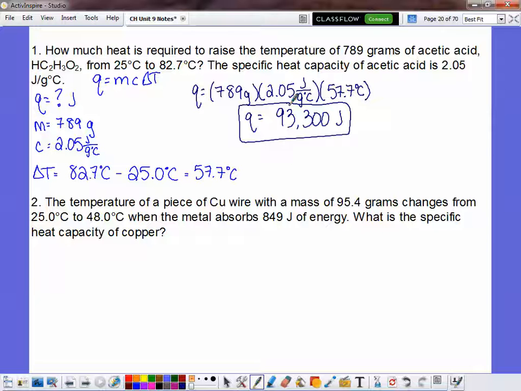One thing I meant to say about delta T is because we're always doing the final temperature minus the initial temperature, it is possible to have a negative delta T. If you're cooling a sample down, your delta T would be negative. And that would make Q negative, and that's fine. That's actually correct, because when Q is negative, that means you're removing energy. That happens when you're cooling something down. Questions?